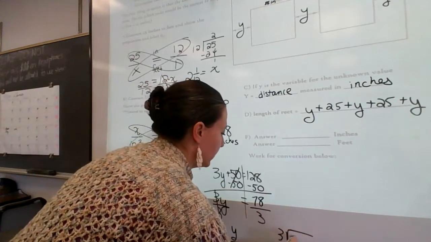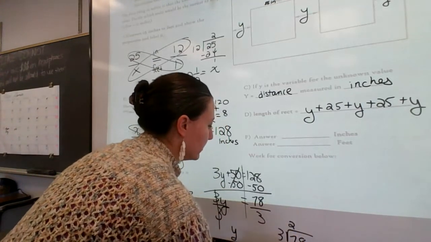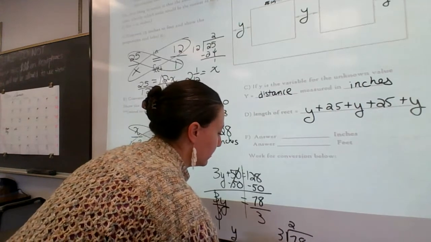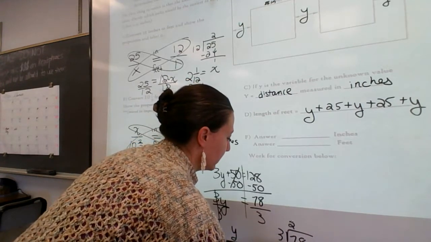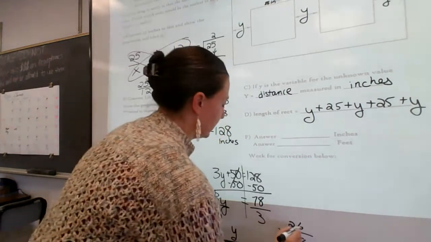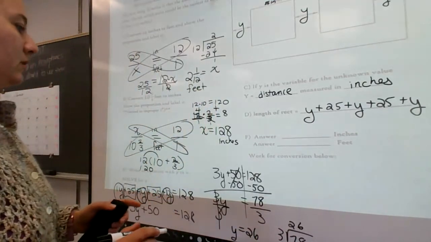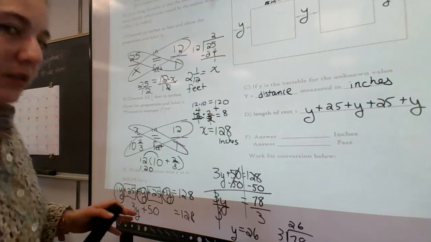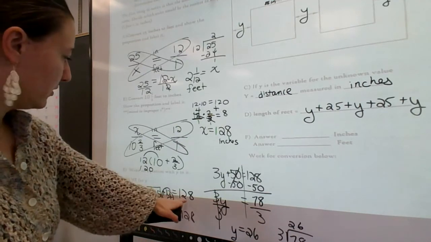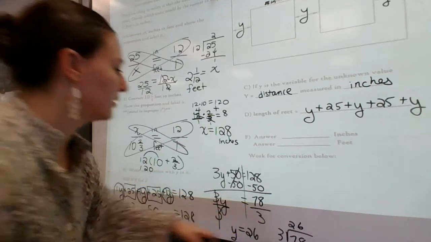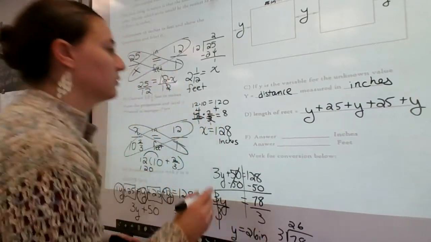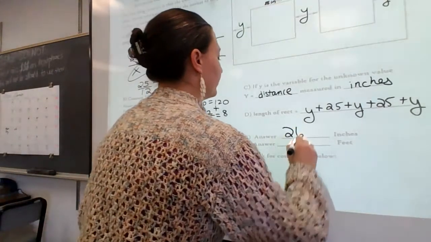3 goes into 78. 3 goes into 7 twice. You get 6. You subtract. You drop the 1. Drop the 8. 3 goes into 18, 6. So I get 26. And the units are... What are the units? This was inches, and this was inches, and this is inches. So I got 26 inches.